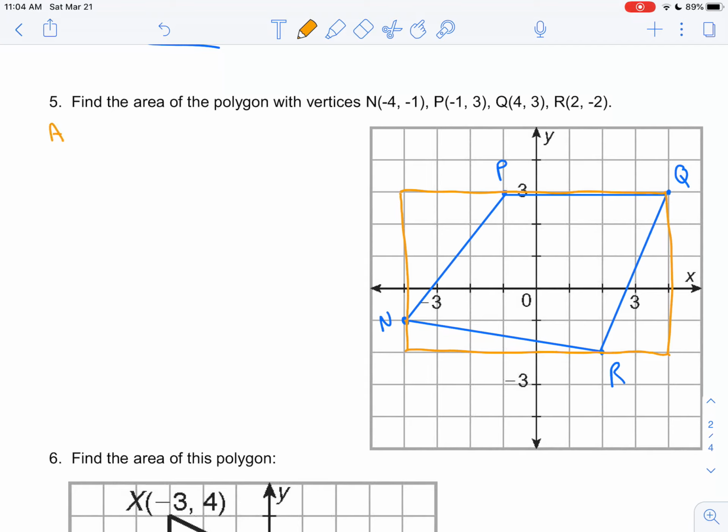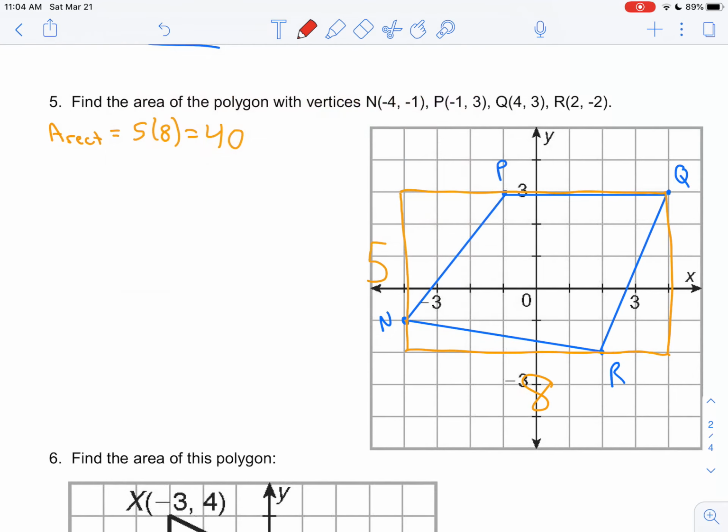And so I'm going to go step by step over here. So that rectangle, 1, 2, 3, 4, 5 over here, and 1, 2, 3, 4, 5, 6, 7, 8. 8 is the whole big thing down there. So the rectangle is 5 by 8, which is 40 square units.